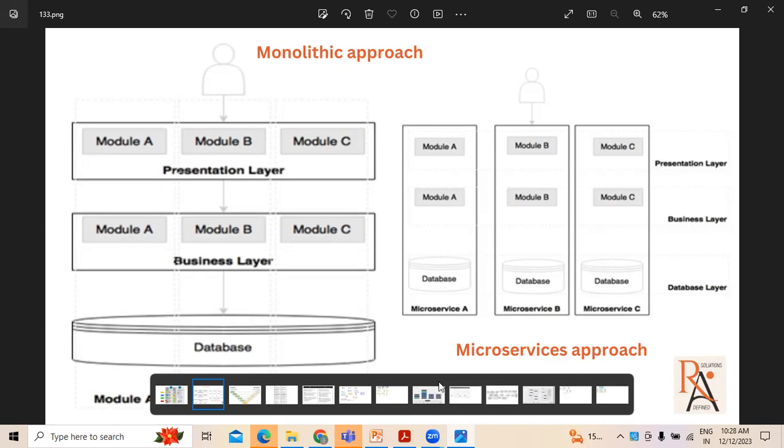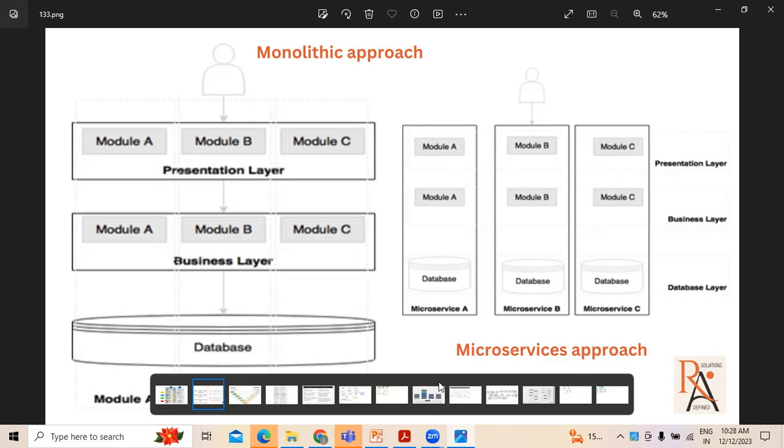Okay, so we have three different layers. Any application has three layers. One is the presentation layer. The second is called the business or logic layer. The third layer is called the data layer, right? So these are the three different layers that will be there for any application.